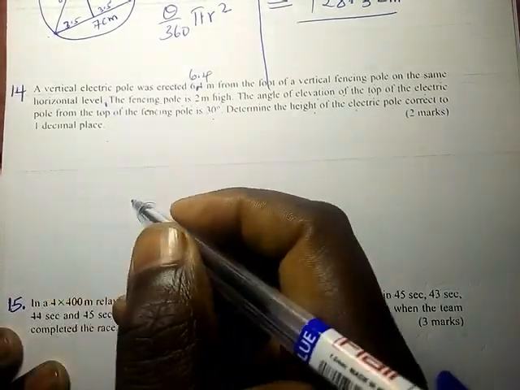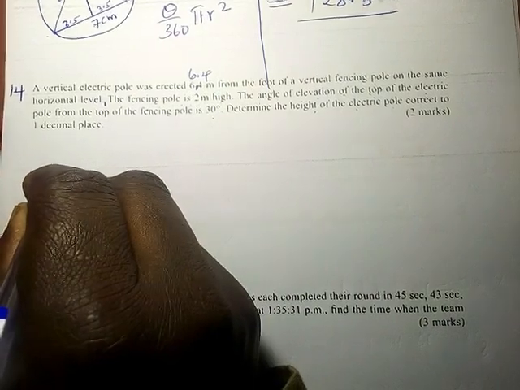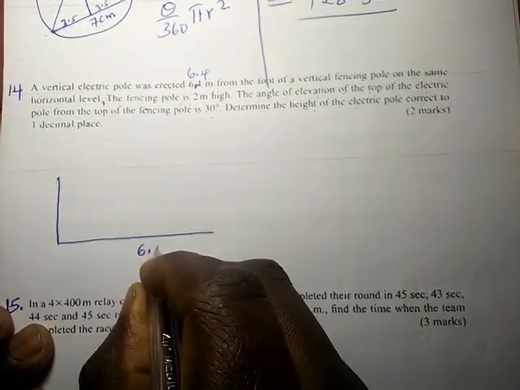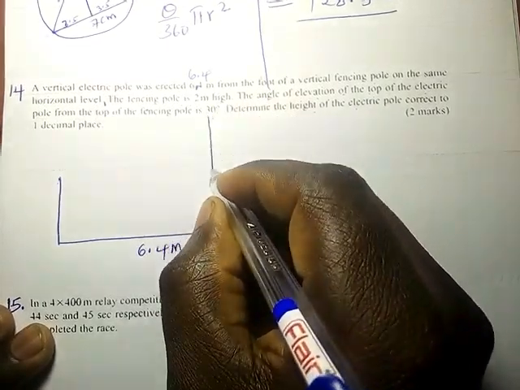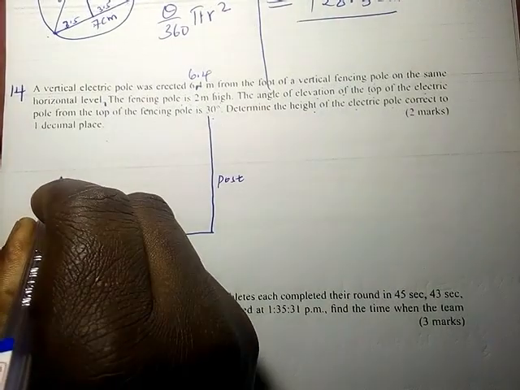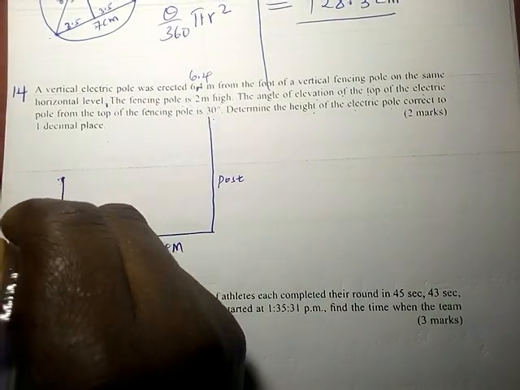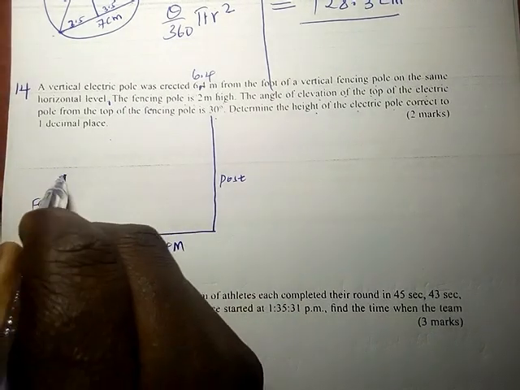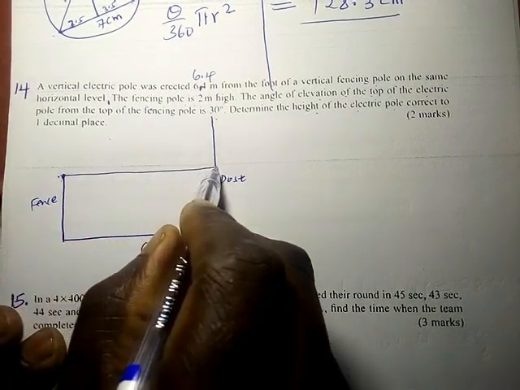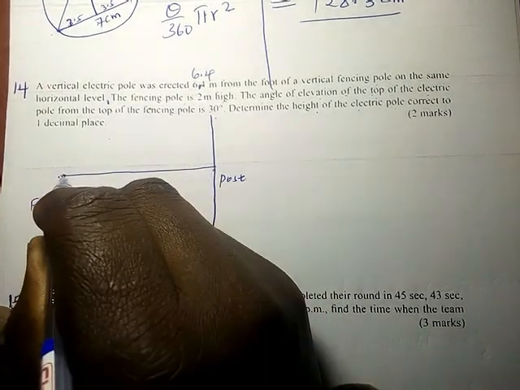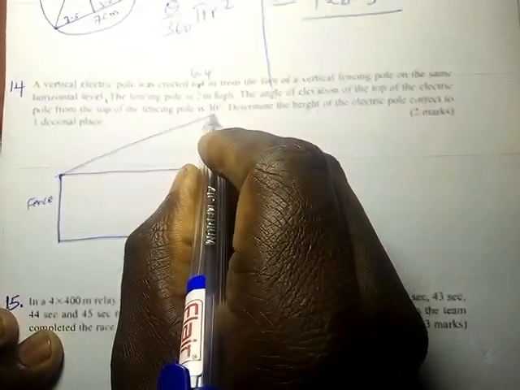So if this is the fence, let me just sketch the fence. The fence has a distance to the pole, which is 6.4 meters. And let me say this one is the post, and this is the top of the fence. At this point, the fence and the pole are the same height. But from here, there is an angle of elevation.